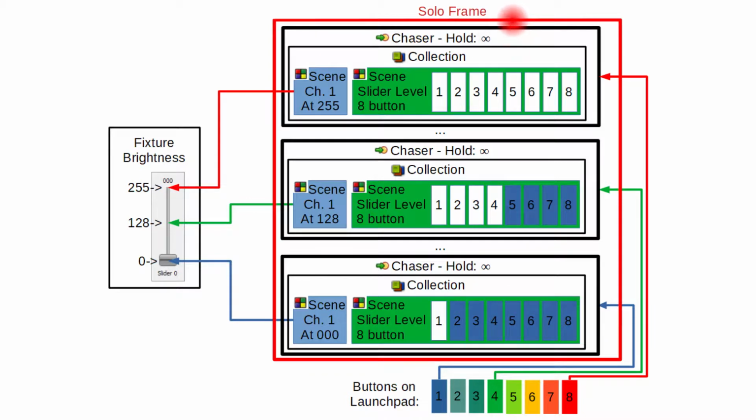In the Virtual Console, all 8 chasers will be put inside a solo frame, and you will attach the 8 buttons to the 8 chasers through Next Step external input. Note there is only 3 in this diagram due to limited space.